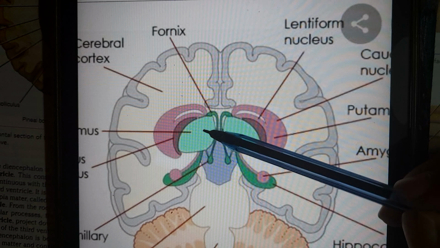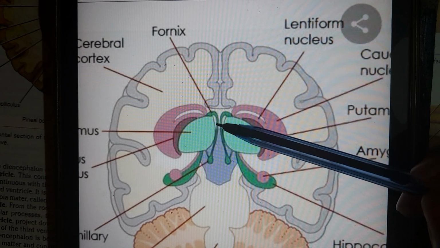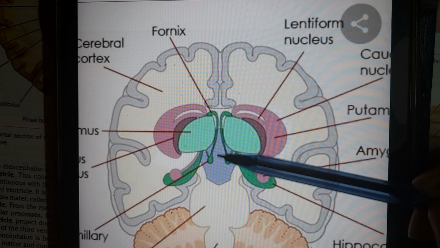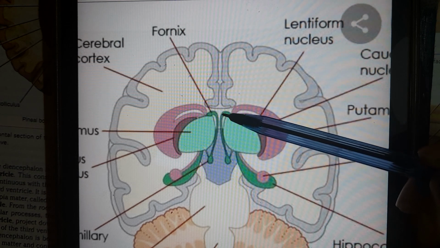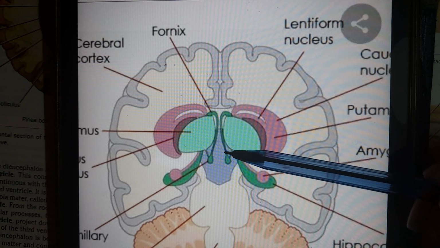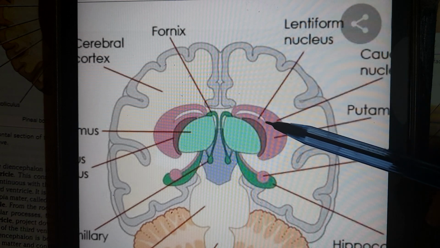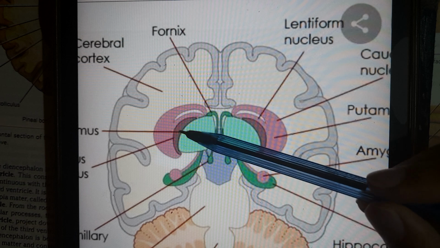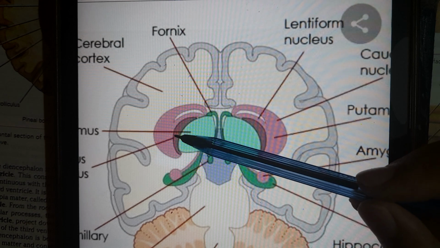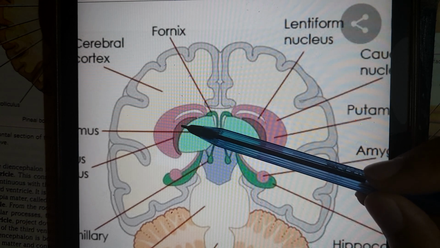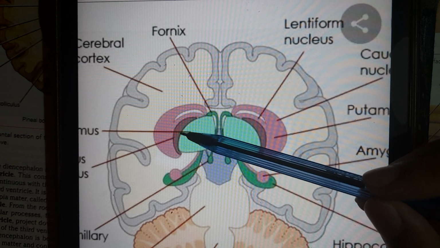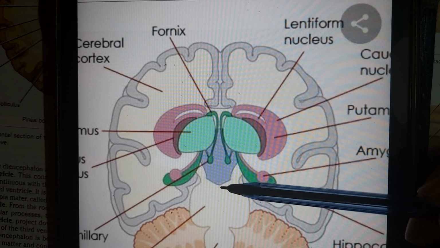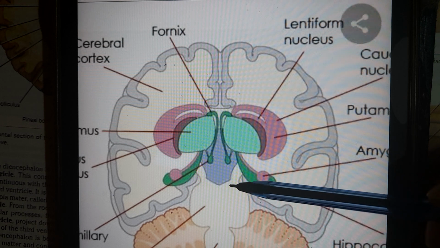So look at this diagram. These structures are the thalamus, and on the medial side of the thalamus we have the third ventricle. Then superior to the thalamus we have the fornix, which is running. Then lateral to the thalamus we have the lentiform nucleus, and between the thalamus and the lentiform nucleus we have the white matter, which has a posterior limb, an anterior limb, and the genu in between. And inferior to the thalamus we have the midbrain and the tectum portion of the midbrain.